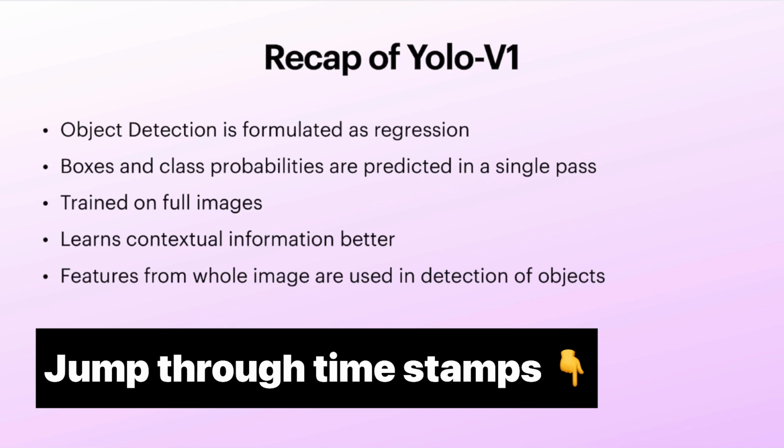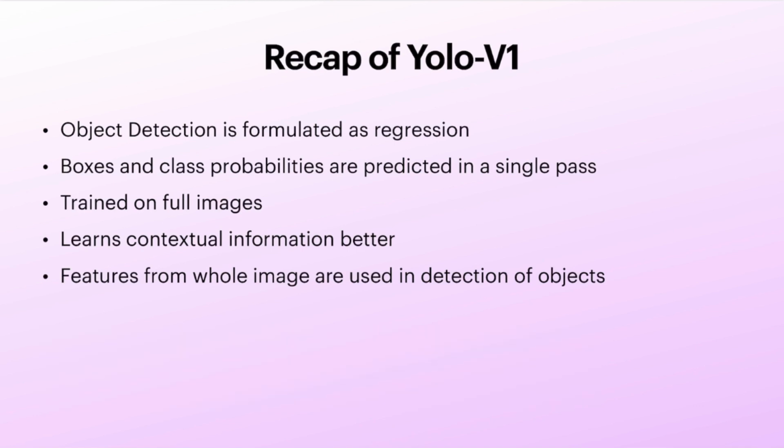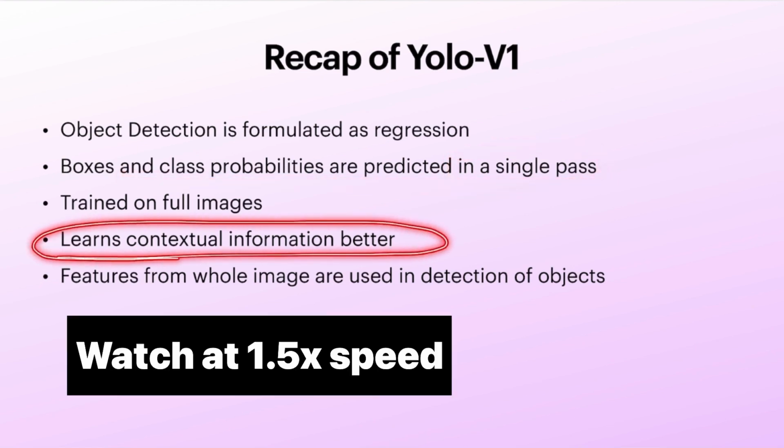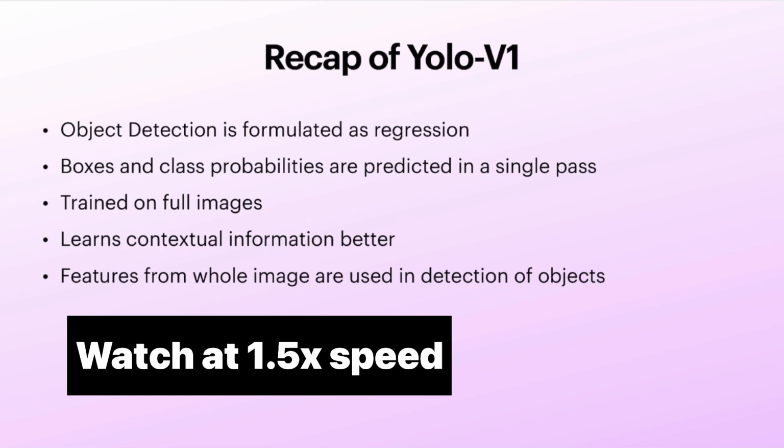YOLO formulated object detection as a regression problem. That means all the losses are squared error losses. It is a single shot detector, which means all the boxes and class probabilities, everything, it will do in a single pass. It learns better contextual features compared to region-based detectors. It uses the features from the whole image for the detection of objects.